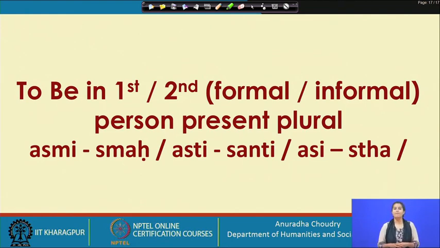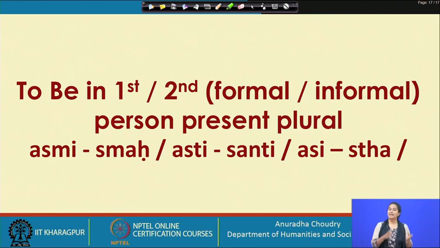So in the first one we have asmi, aham asmi, and we have the famous Upanishadic statement which says aham brahmasmi. So when it becomes plural it becomes vayam smaha. And then we have with the formal second person, bhavan asti. So again you must notice that the second person formal is really conjugated like the third person, singular or plural. So bhavan asti in the plural will become bhavantaha santi.